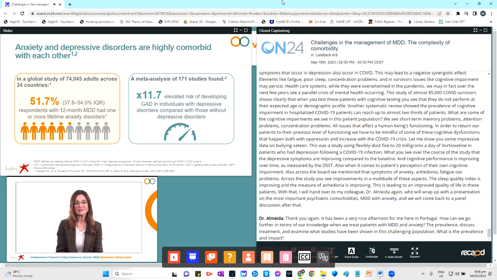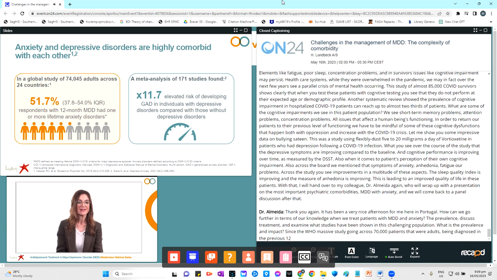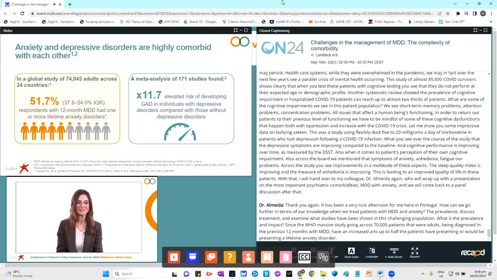Well, since Kessler's WHO massive study, an epidemiological study across 70,000 adult patients, those diagnosed in the previous 12 months with MDD had an increased odds, up to half of the patients, of presenting or going to present a lifetime anxiety disorder. So it's been quite remarkable, and this connection has been established for quite some time now.